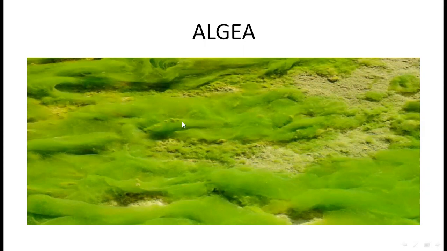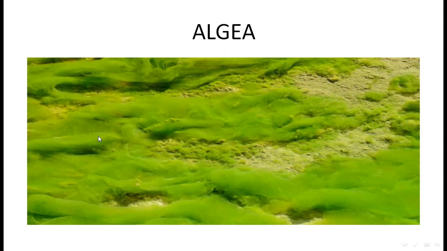It is because they have chlorophyll and can make their own food. Their cells contain a cell wall made of cellulose. So algae can be both unicellular and multicellular also. They are found in ponds, lakes, and in other water bodies. They are a great source of oxygen and food for sea life. So this is a picture of algae.